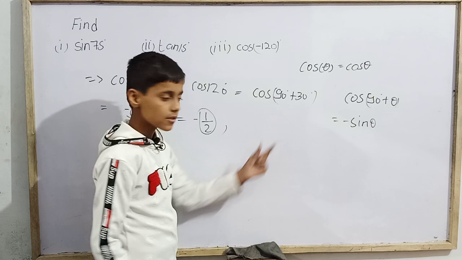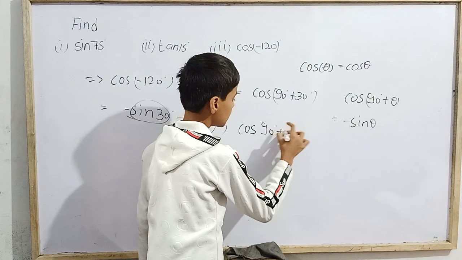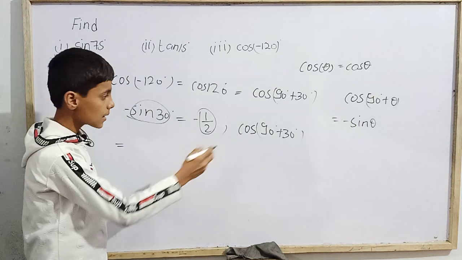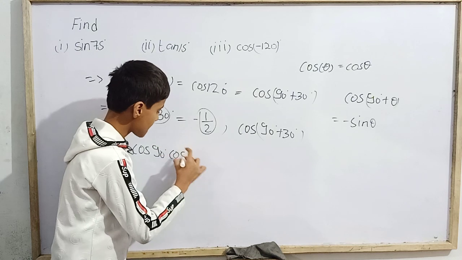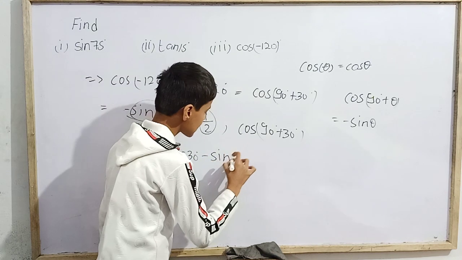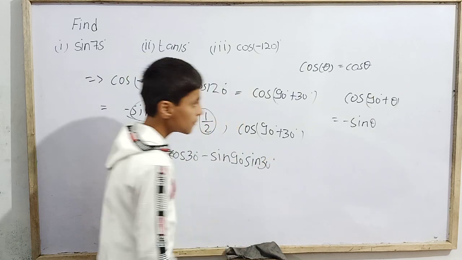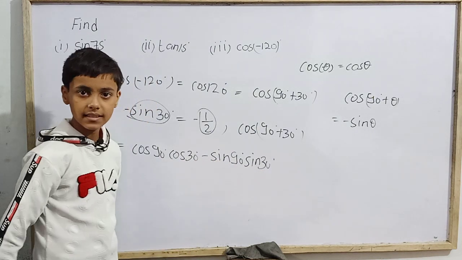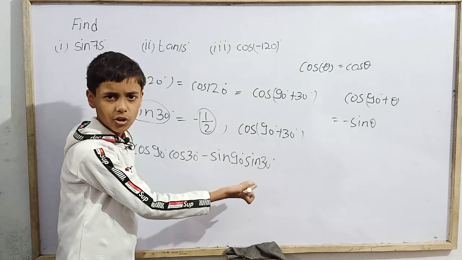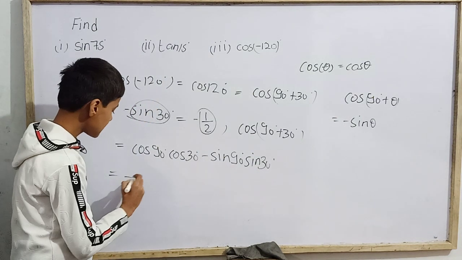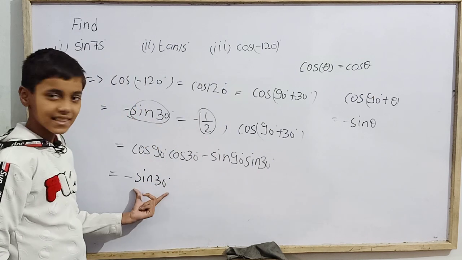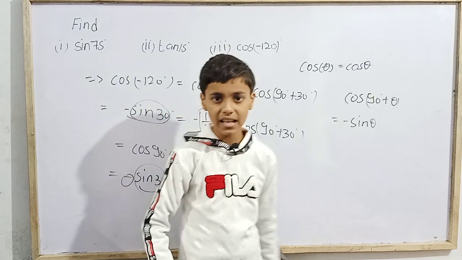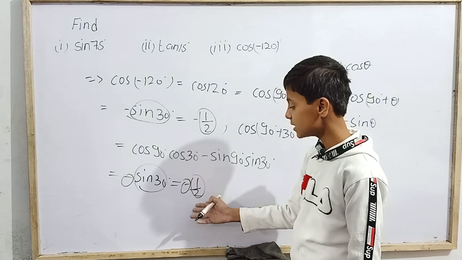And if you try to apply the formula of cos A plus B, cos of A plus B means cos of 90 plus 30, it is a little bit time taking, but by this also it can easily be done. Cos of A plus B equals cos A cos B minus sin A sin B, means cos 90 cos 30 minus sin 90 sin 30. Cos 90 is 0, 0 into cos 30 is obviously 0. 0 minus sin 90 sin 30. Now sin 90 is 1, so 1 into sin 30, and here it is negative, so negative sin 30 degree. Sin 30 degree is 1 by 2, the negative applies, so we get the same answer. Here the answer was minus 1 by 2, and here also minus 1 by 2.